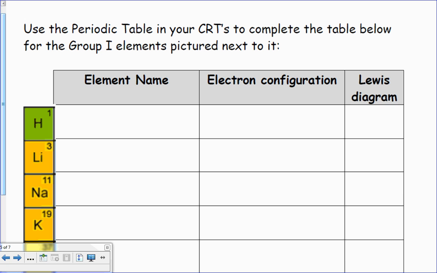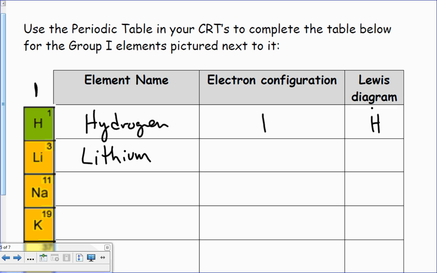All right, so we're going to do the first group, group number 1. And I see hydrogen starts first. Hydrogen: electron configuration 1, Lewis dot 1. All right, below hydrogen I have lithium. Electron configuration 2-1, lithium, 1 valence electron.